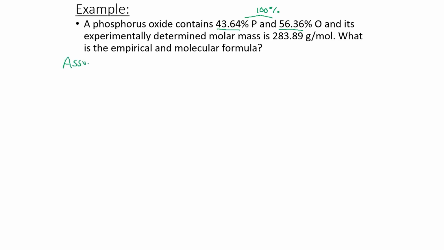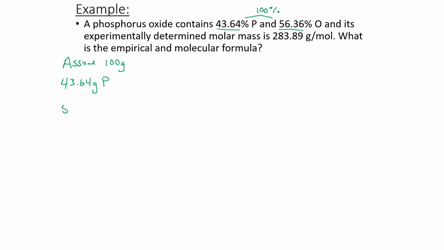Once you have that, you can assume that you have 100 grams of the total. And what that does is actually keep the percentage the same number as the grams. So for phosphorus, instead of 43.64%, we could assume we have 43.64 grams of phosphorus to start with.